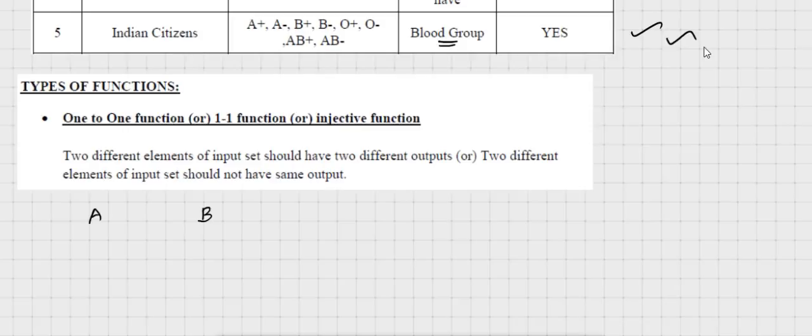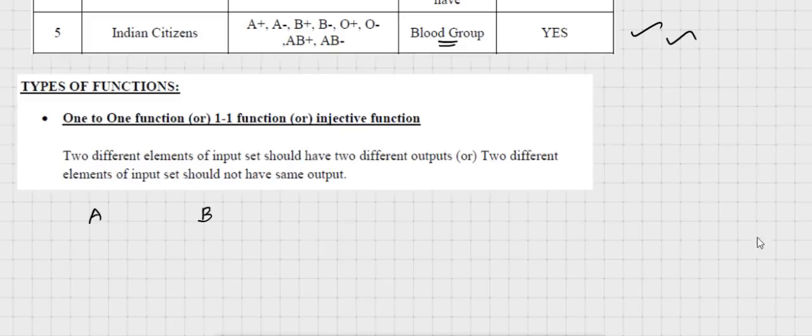Two different elements should have two different outputs. That is the condition. Whereas here, many citizens can have blood group O positive, many citizens will have blood group O negative, many citizens will have blood group A positive, like that, right? So this is not an example for a one-to-one function.